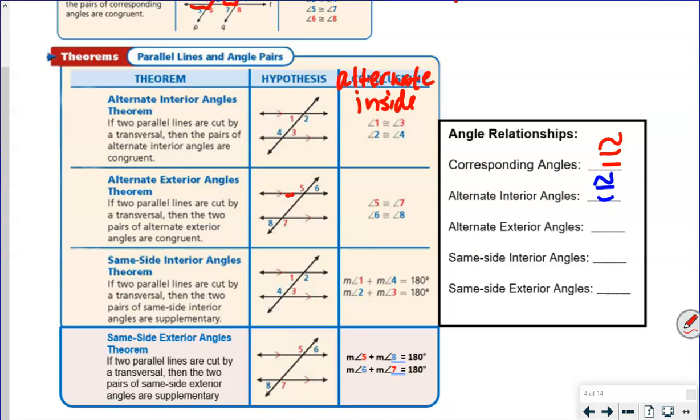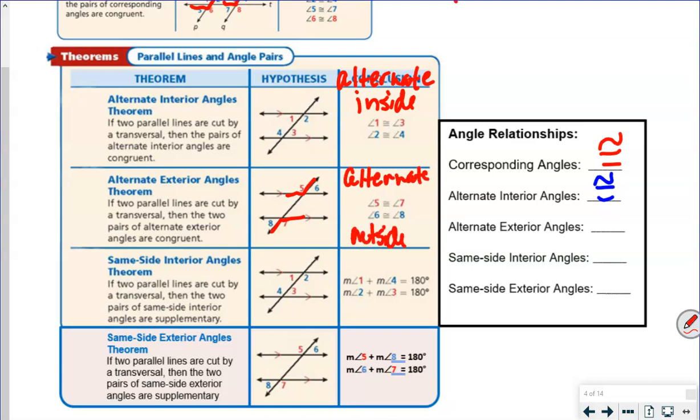Okay, so now when we talk about alternate exterior angles, we've got our 5 and our 7. So again, these are on alternate sides of the transversal, left and right, and then outside, right? So these, again, alternate and outside.